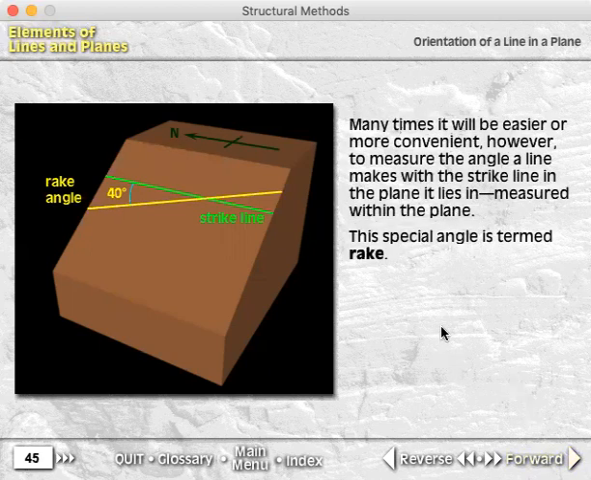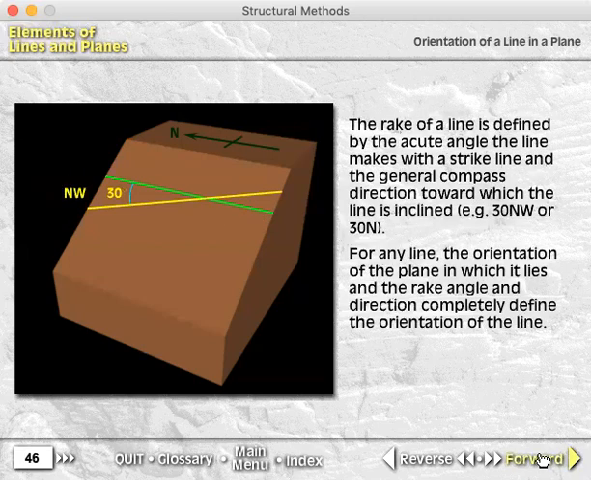Many times it will be easier or more convenient, however, to measure the angle a line makes with the strike line in the plane it lies in, measured within the plane. This special angle is termed rake. So what we have here is a plane. We have lines that are created within that plane, and we can measure that angle between our strike line and that plane. Basically, this is a protractor angle that we can make a measurement with, and we report that as the rake angle. It just defines the direction that line is going relative to your strike direction of your plane.